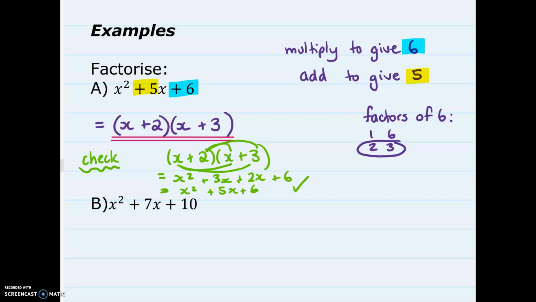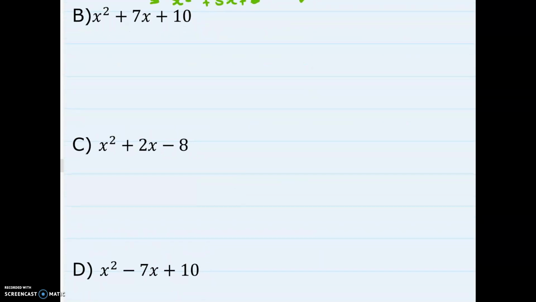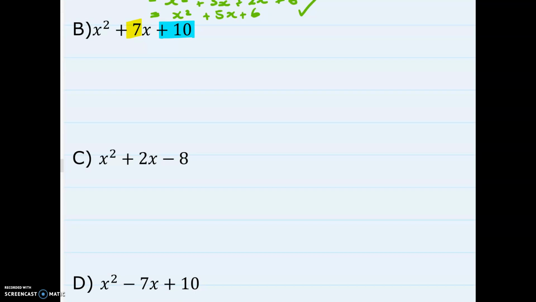So A and B should be easier than the others because they've only got positive values. We're going to go through the same method for B. So in B, let me highlight the number at the front and the number at the back. You don't have to write the steps that I'm doing at the side all the time, but if it helps, please do. We want numbers that multiply to give 10. The number on the end is what they multiply to give, and it needs to add to 7, the value in front of the x.